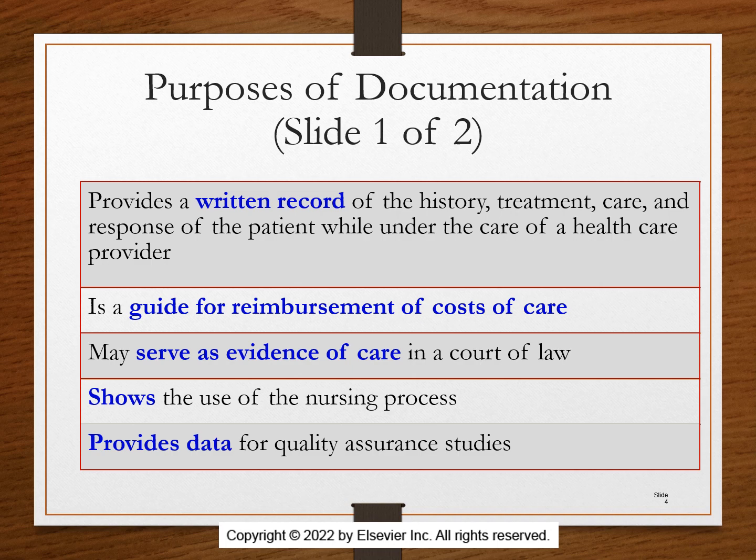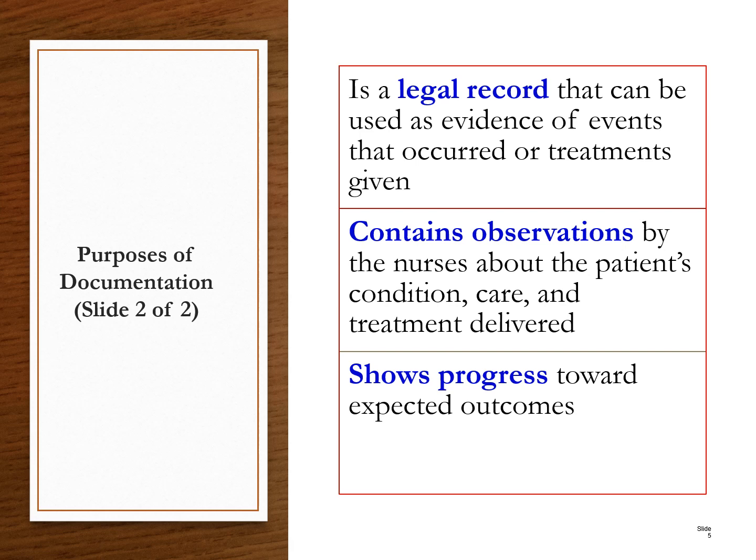Again, it's a guide for reimbursement. It shows evidence of care, shows the use of the nursing process, which we use extensively, and it provides data for any quality assurance studies. It is a legal record. It can be used in court, and unfortunately, it is used in court quite often. It has observations by the nurse about the patient's condition, care, and treatment delivered. If the patient refuses things, like refusing medication or a bath, it should be documented in the record. And of course, it shows the progress towards the outcome.